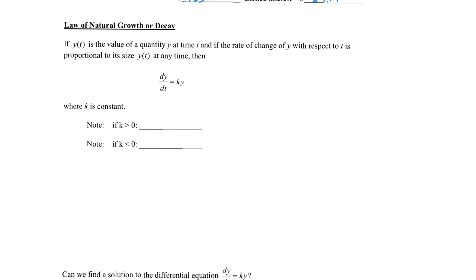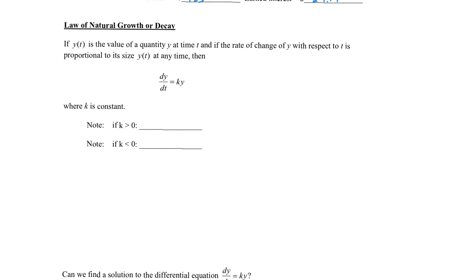In order to understand exponential growth and decay, we have to understand the law of natural growth or decay. So let's say y of t is the value of a quantity y at some time t, and if the rate of change of y with respect to t is proportional to its size, y of t at any time, then we have this. And this just basically says y prime equals k times y. So the derivative of y, the rate of change of y, is proportional to y itself, right? Because k is just some constant.